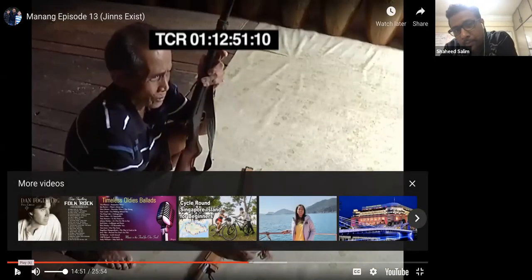Okay, now this one. This is what I wanted to show you. Sometimes animals can be possessed by jinns. So this Bomo is showing how he's going to defeat the jinn who is possessing an ape or monkey or whatever.